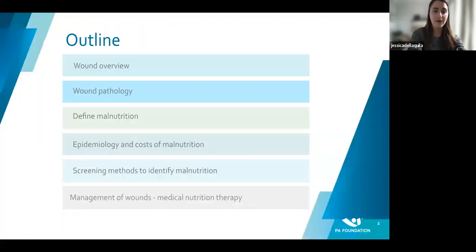Okay, so our outline today is going to be wound overview, wound pathology, how do we define malnutrition, epidemiology, and the overall cost of malnutrition for the health system as a whole, screening methods to identify malnutrition, as well as how do we manage wounds, and how does nutrition play a role in the management.